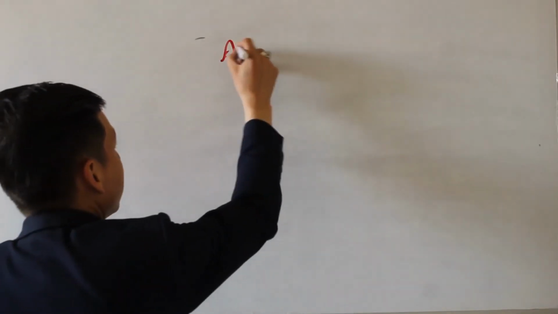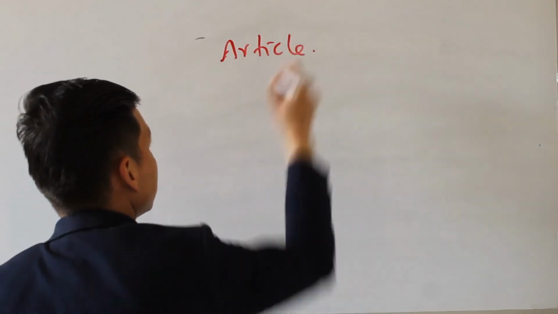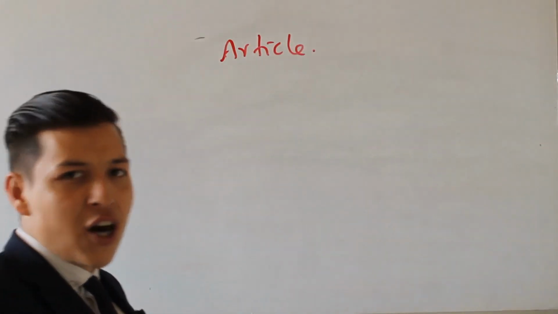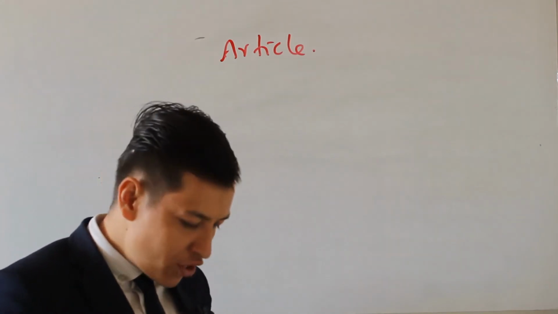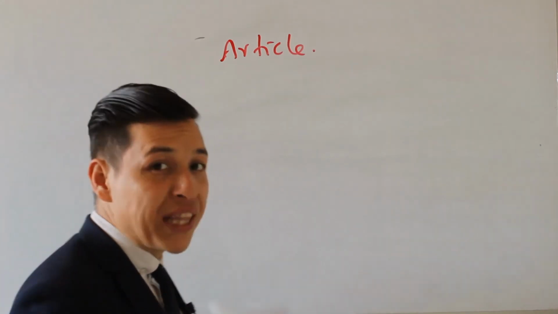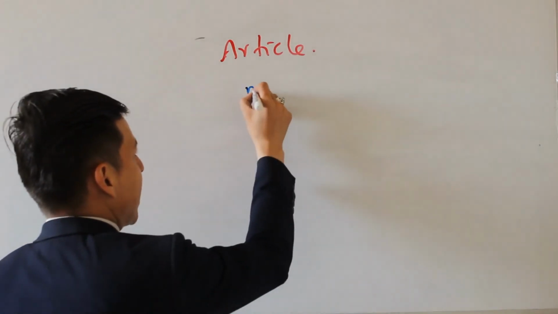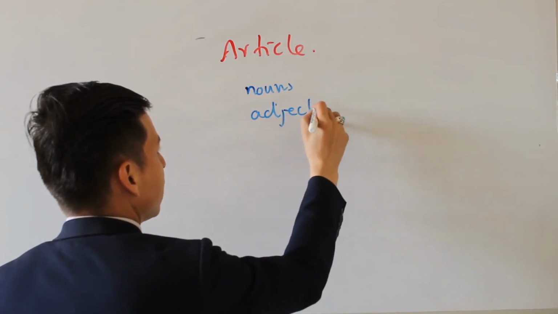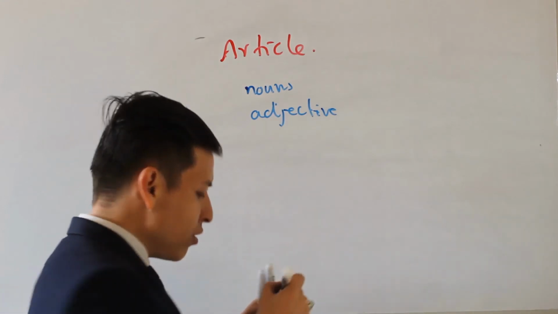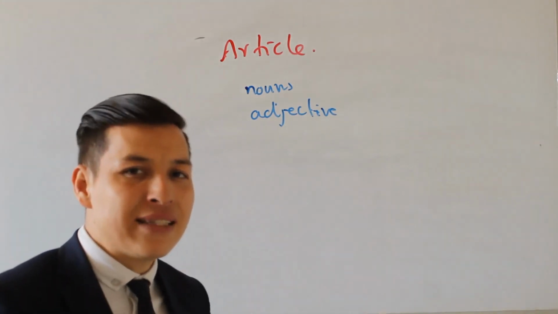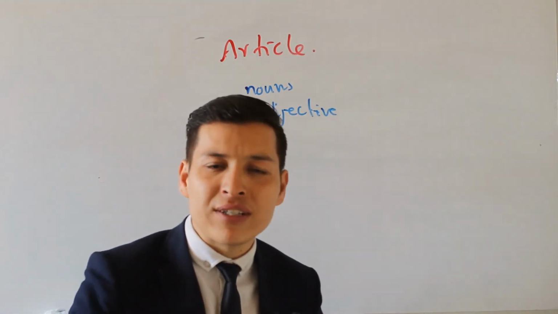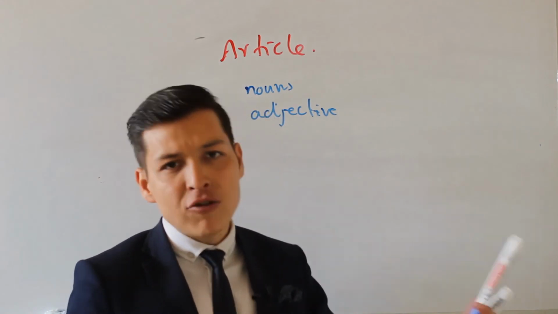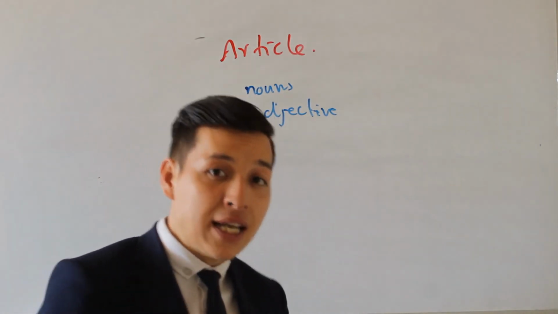So, article. What is an article? An article is a part of speech that is used with nouns and adjectives. They are used with nouns and adjectives to do what? Exactly, it clarifies whether something is definite or indefinite, or whether something is clear for you or not clear.